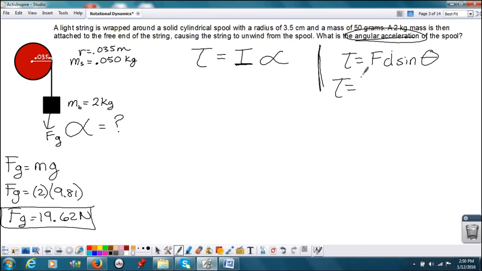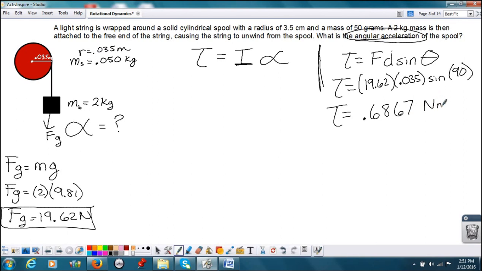I can substitute that in over here, so I have 19.62 newtons times the distance. Well, the distance is the distance from the point of rotation to where the force is being applied. So here's where the force is being applied. There's my point of rotation. So that distance is 3.5 centimeters or 0.035 meters times the sine of the angle. It's the angle when we start at the point of rotation, travel to where the force is, and go in the direction of the force. That is going to be, in this case, a 90-degree angle. Multiply all of that together, and I get a torque of 0.6867 newton meters.